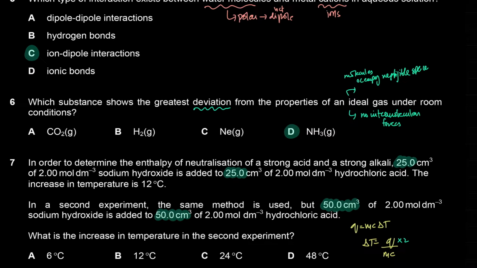That means the mass has been doubled, but so has the heat being released. We have double the amount of acid and alkali, twice the amount of water being produced in the neutralization, and twice the amount of heat being released, but we also have twice the mass of water. So ultimately, the change in temperature is the same. So the answer, therefore, is B.